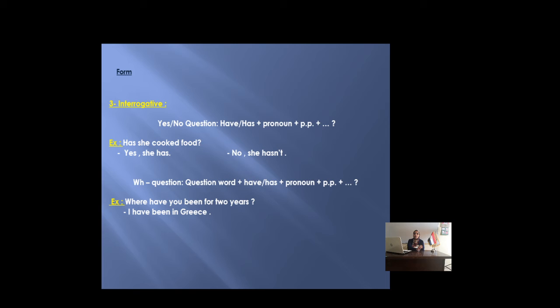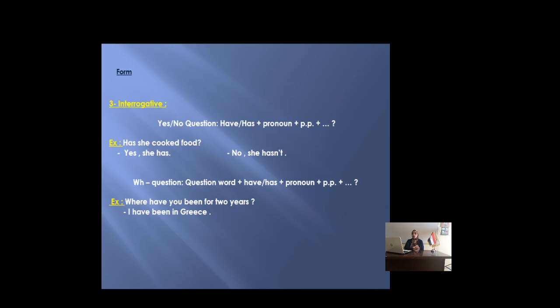Has she cooked food? Yes, she has, or no, she hasn't. Okay, for the WH question, we have to start with what, when, where, who, whatever we want, plus have or has, plus the pronoun, plus the verb in the PP. Where have you been for 2 years? I have been in Greece.